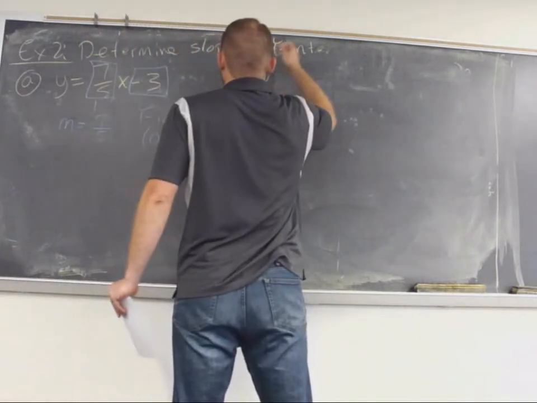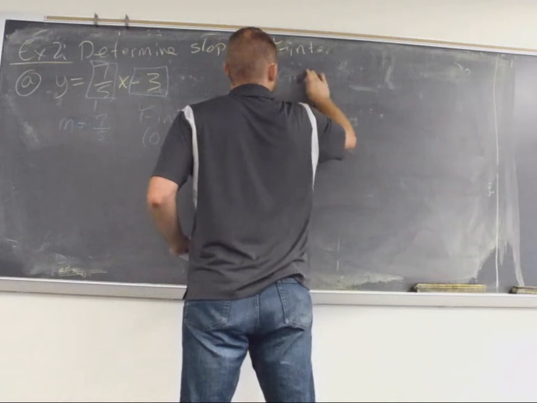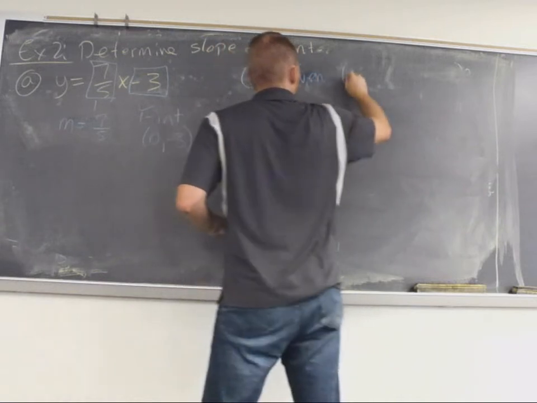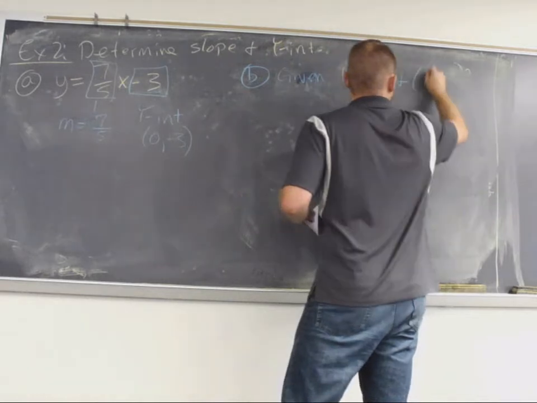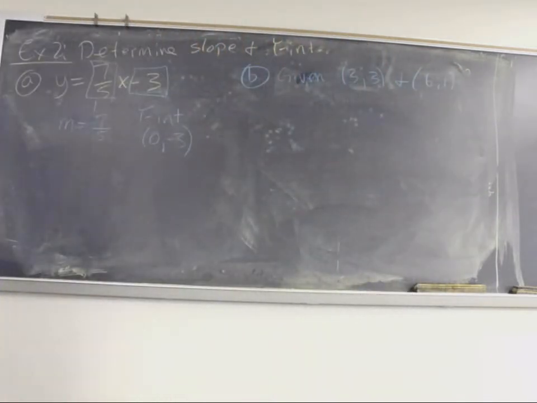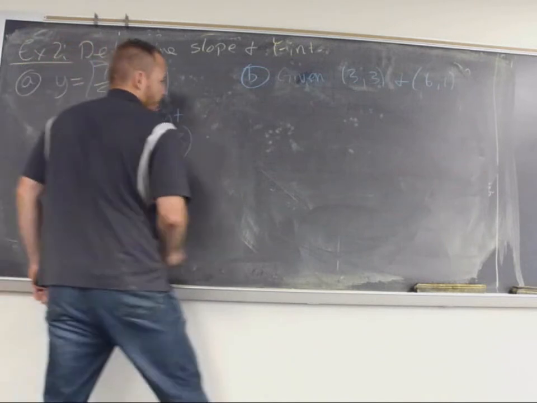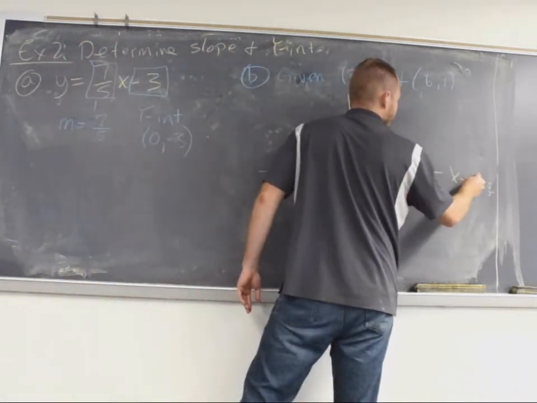So determine the slope and y-intercept given these 2 points: (3, 3) and (6, 1). The only way that we know how to do this right now would be to graph it. So let's do that. Here is my x and y axis.